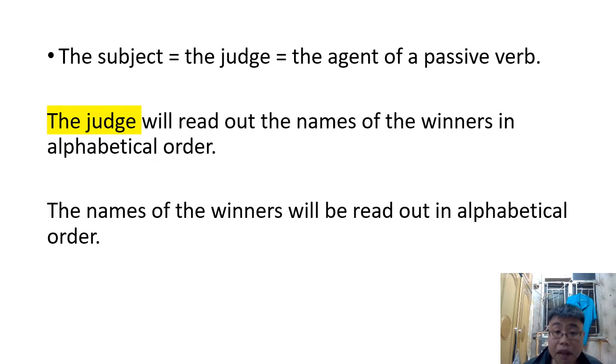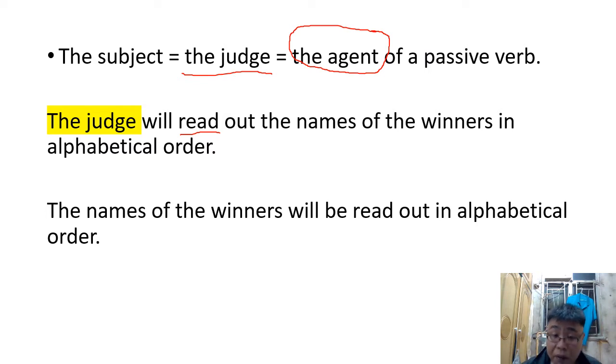Let's look at these two sample sentences. In the first sentence, the subject is the judge, and he carries out the action. So we call the judge the agent of the passive verb. Look at this sentence. The judge will read out the names of the winners in alphabetical order. The action verb is read. The judge will read out.